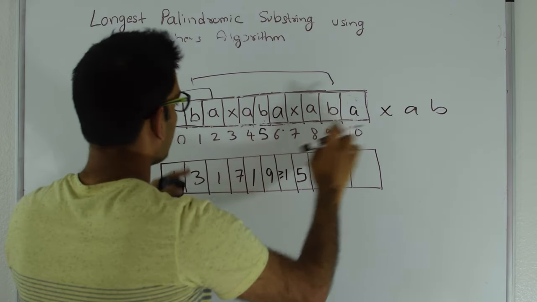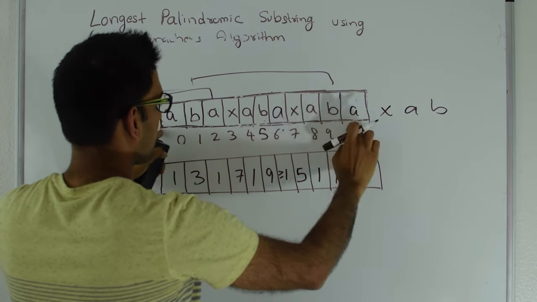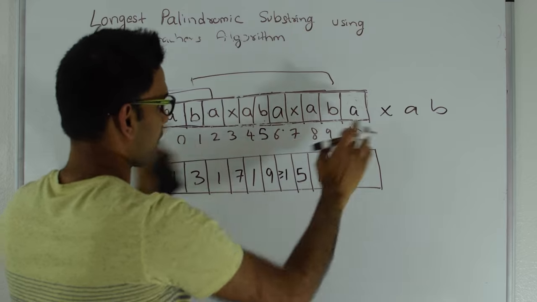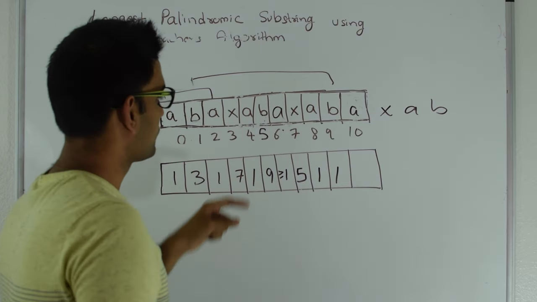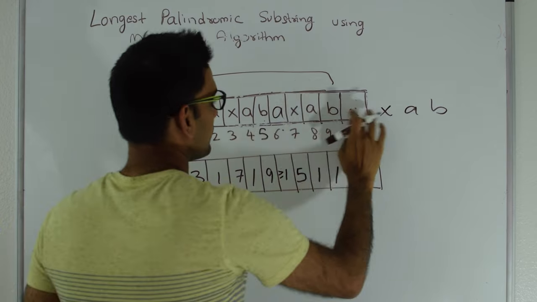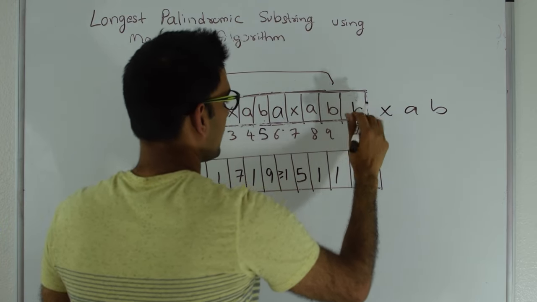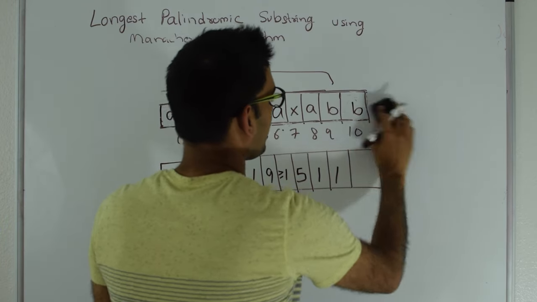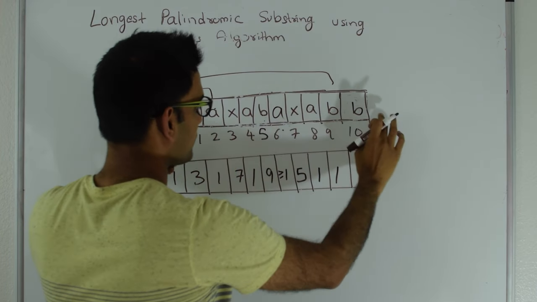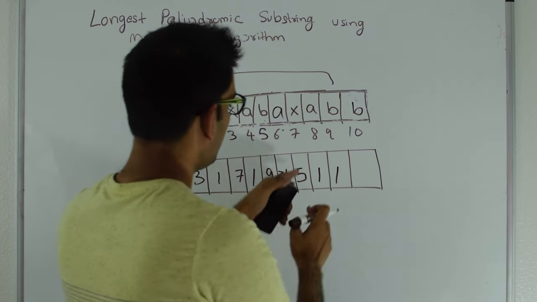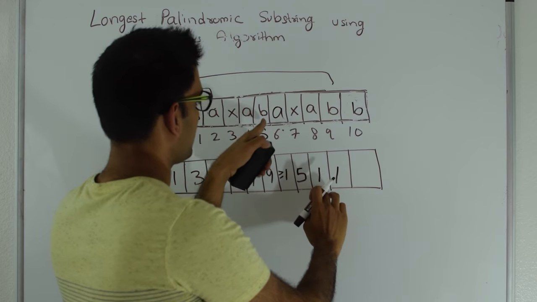If this guy was A, we would have continued to explode under this center B, and we would not have stopped, and the dynamics would be different. The values would be different. So since this is not A and this is B, that's the reason we stopped. And since this is B, or any character which is not A, there is no way a palindrome under X will expand more. This palindrome is totally contained under this one.